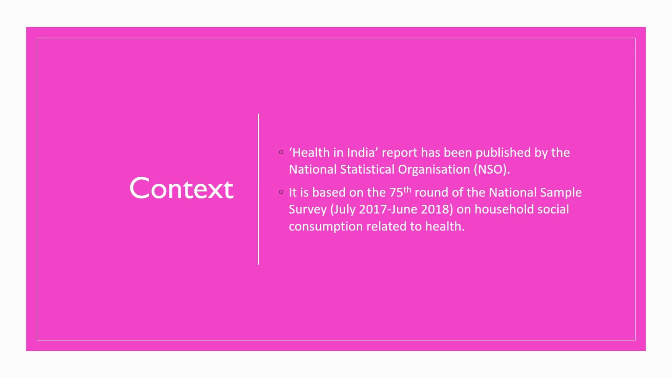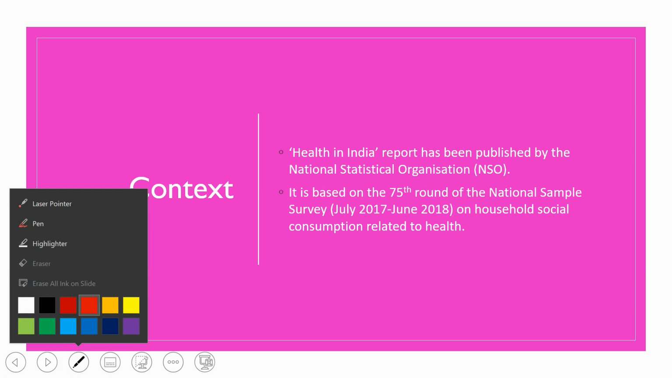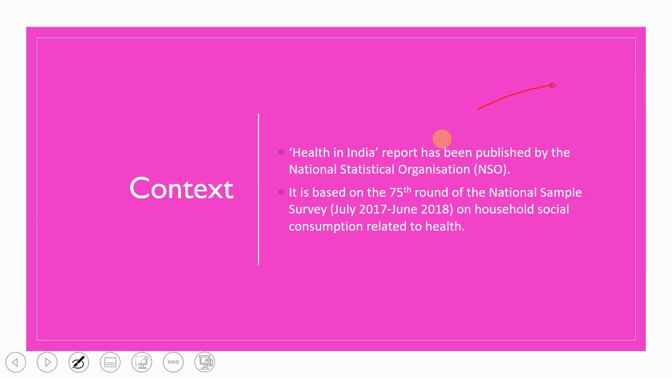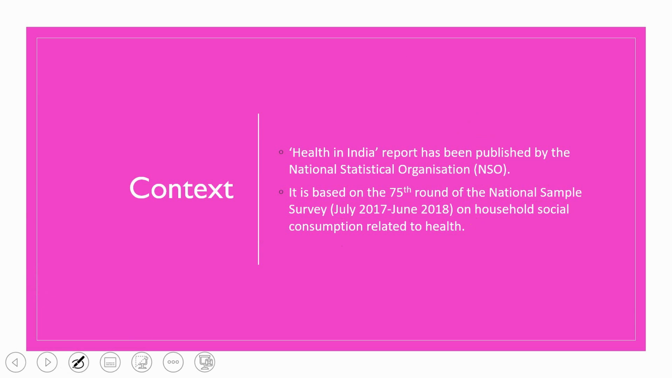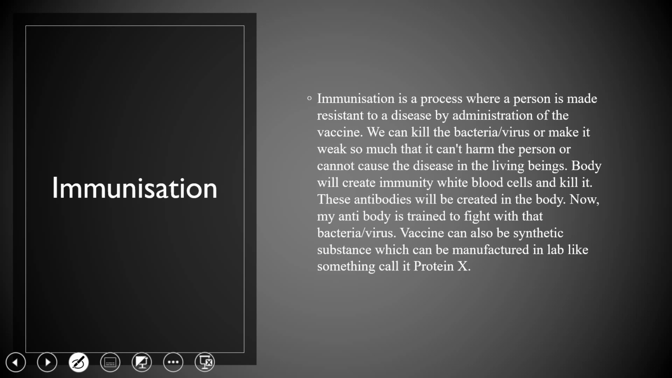What is the news? The Health in India report has been published by the National Statistical Organization, and it is based on the 75th round of the National Sample Survey that took place from July 2017 to June 2018 on households, on social consumption related to health. So that sample data was collected from July 2017 to June 2018, and the report has now been published as Health in India. Now we will see immunization.